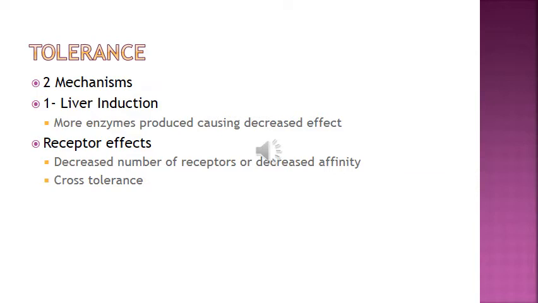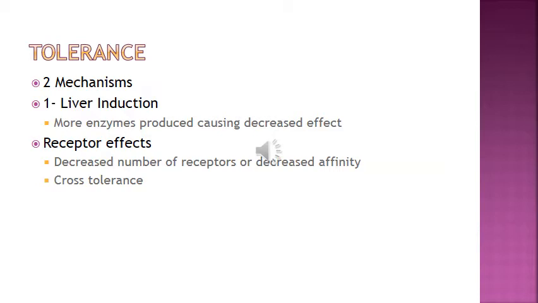So tolerance occurs by two mechanisms. One is by liver induction, where the liver actually produces more enzymes that cause a decreased effect. One of the ways in which you could actually see this is with alcohol. It is a common way of this, and people who tend to drink more alcohol tend to not get the same effect or get intoxicated quite as readily as someone who does not.